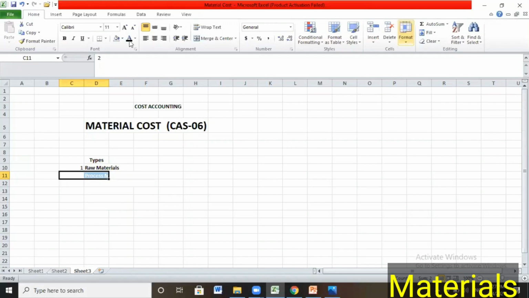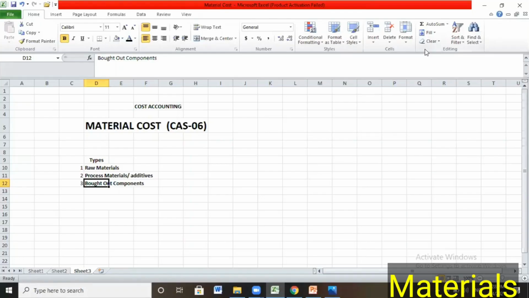The second type of material is process material, or we can say additive. Process materials or additives are materials used in the process of manufacture in addition to raw material. It varies from industry to industry. Process material for the sugar industry is lime or sulfur. In the paper industry, china clay is the additive material. Additive materials are additional, supportive to your main material, your basic material.